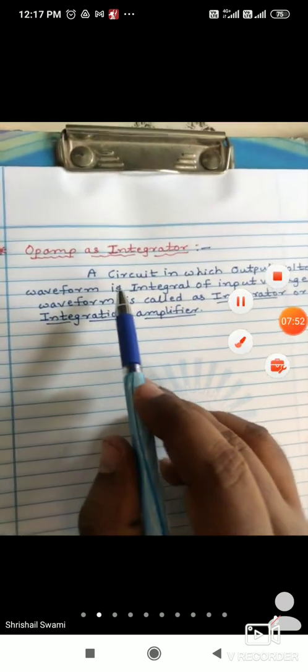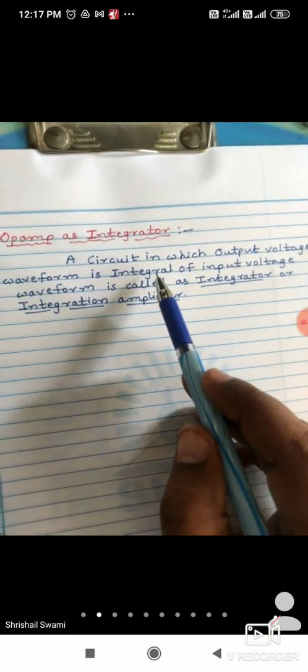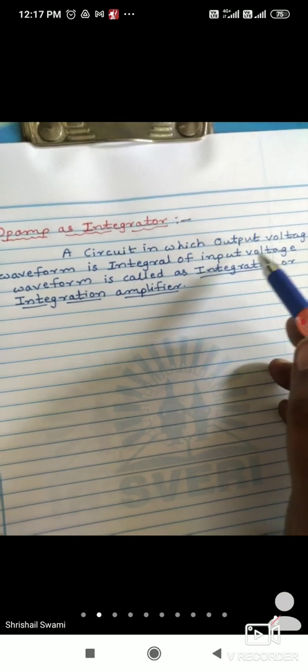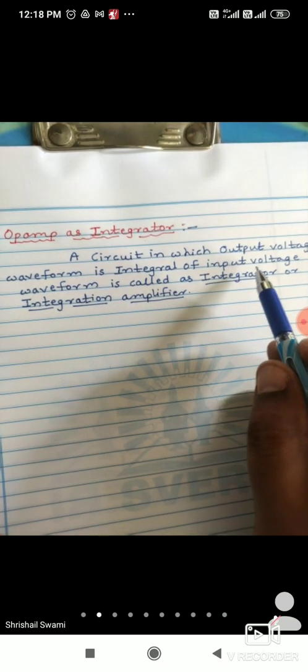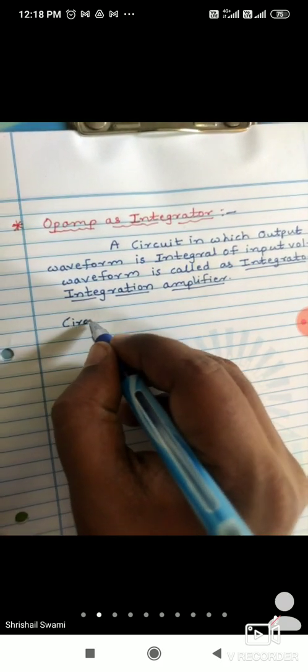Now here, a circuit using op-amp in which the output voltage is the integral. Integration is a mathematical function. So a circuit which performs the integration of the input voltage and gives the output voltage as the integration of the input voltage. So we can consider a circuit using op-amp in which the output voltage is the integration of the input voltage. So that circuit is called what? Integrator or integration amplifier. Now we will describe the circuit diagram, and then we will see the working.